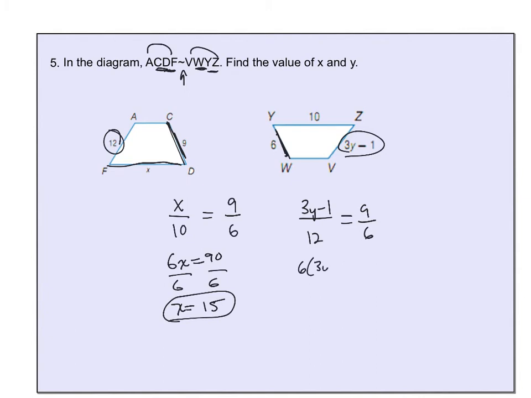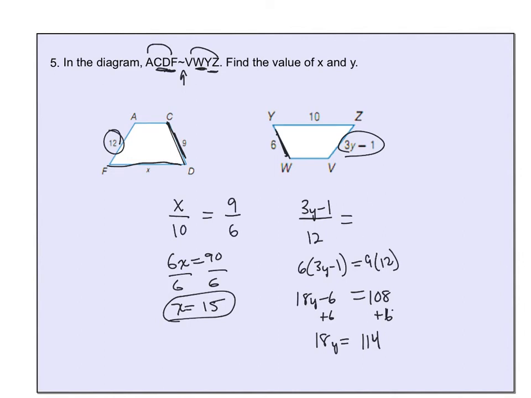So 6 times 3y minus 1 equals 9 times 12. 9 times 12 is 108. 18y minus 6. And away we go. So now it's just a matter of some algebra. And for that I get 3y minus 1 over 12, 6 over 9. No, wait, I made a mistake. Hold on, back up, I made a mistake.